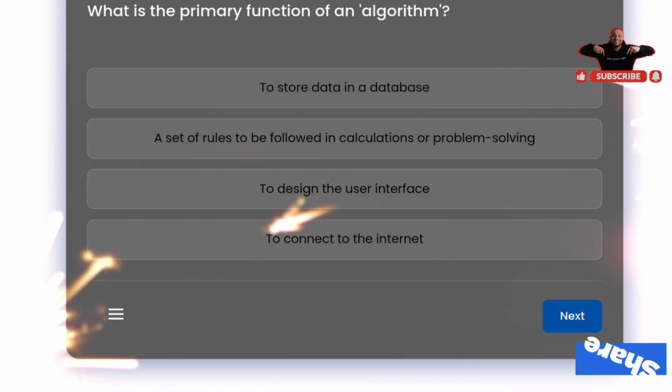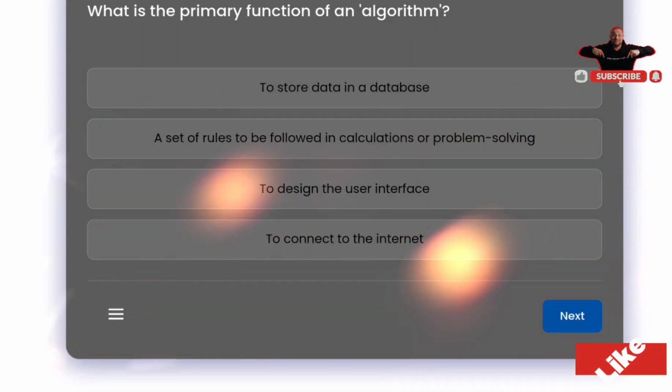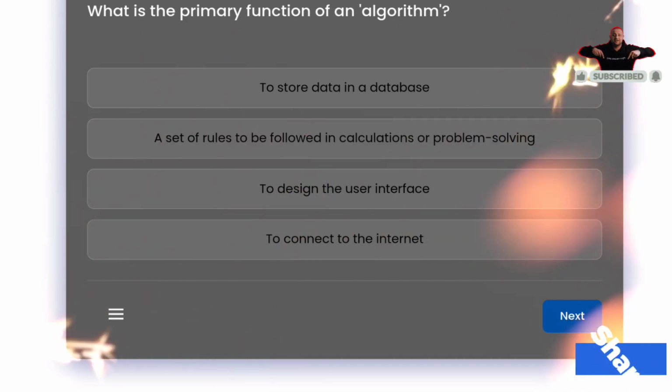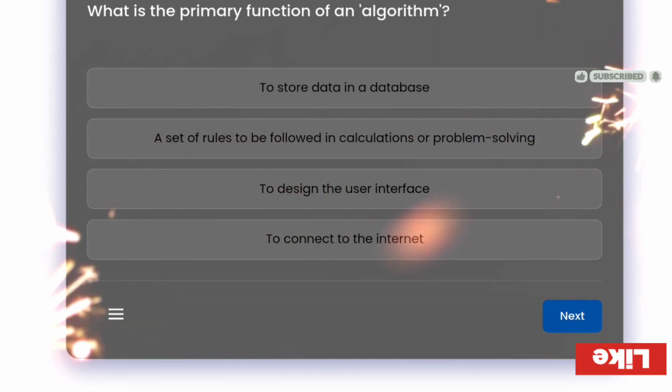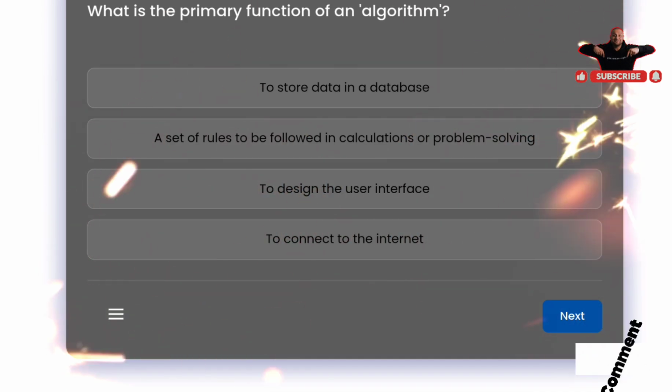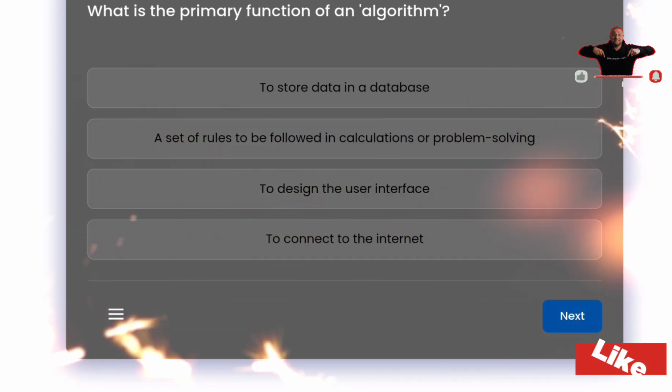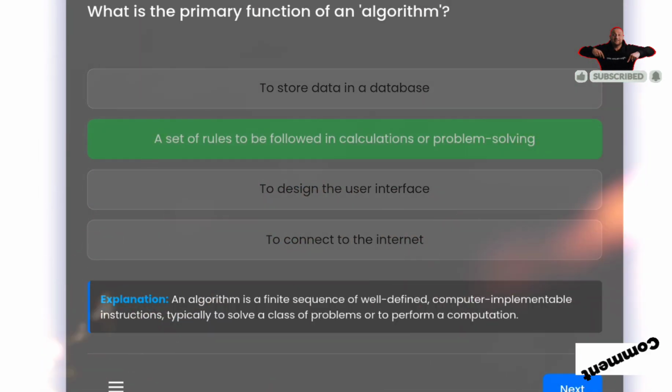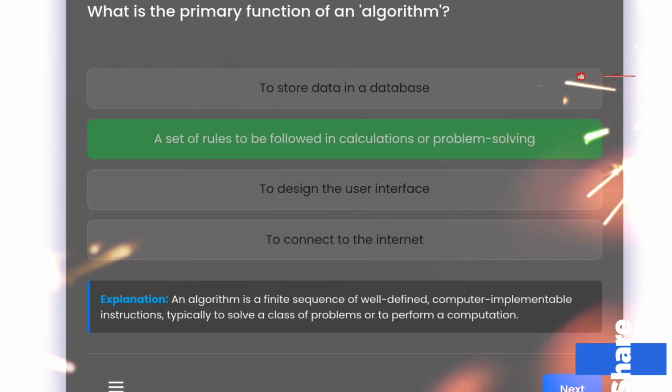Next question. What is the primary function of an algorithm? Algorithm: a set of rules to be followed in calculation or problem solving.